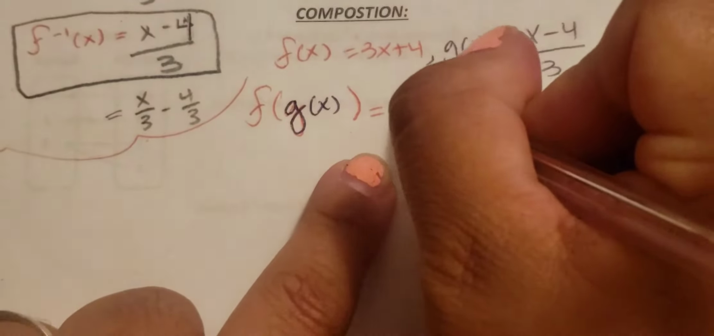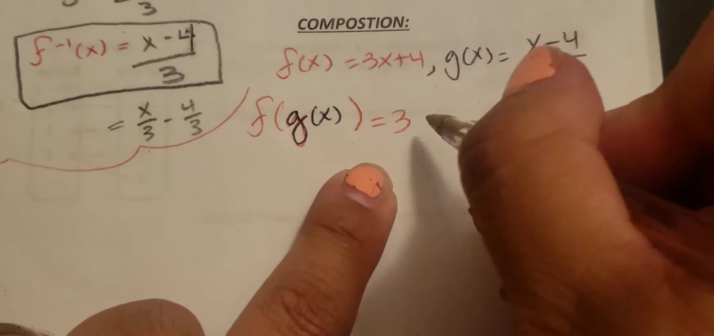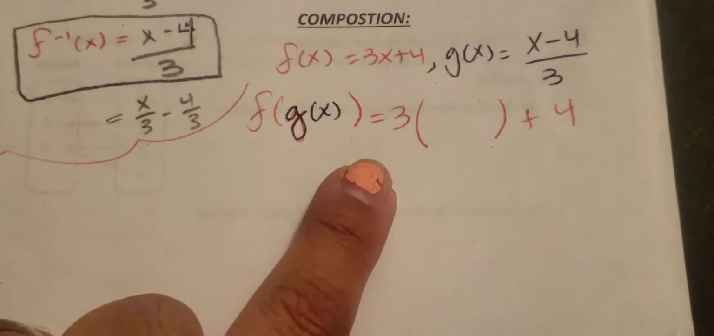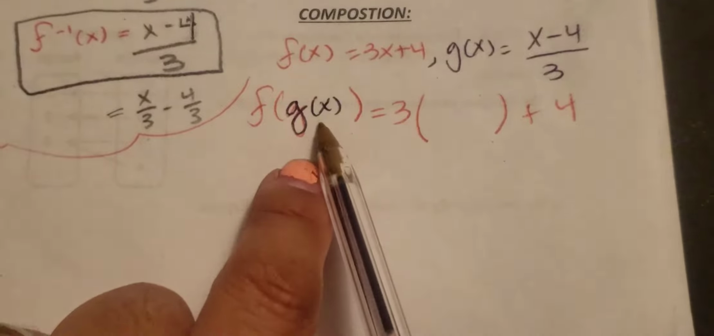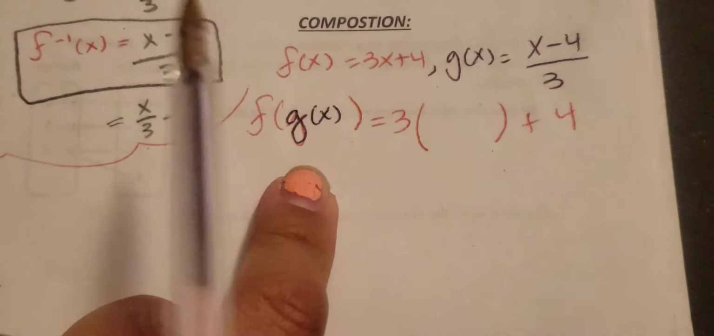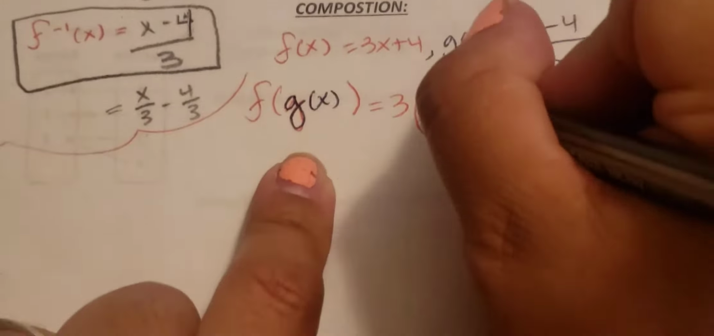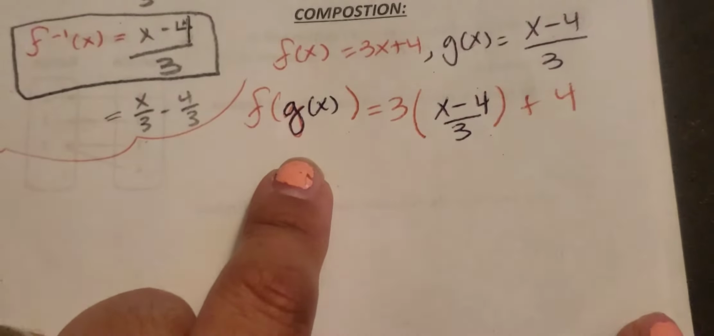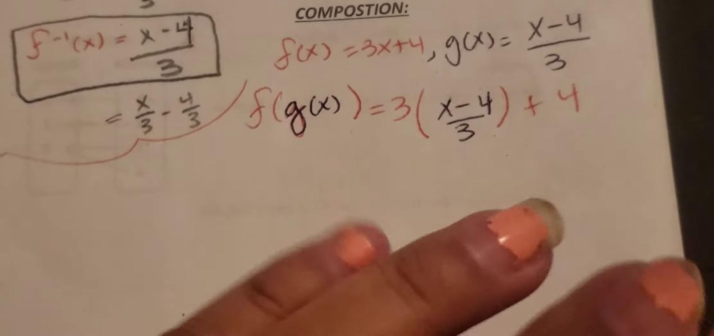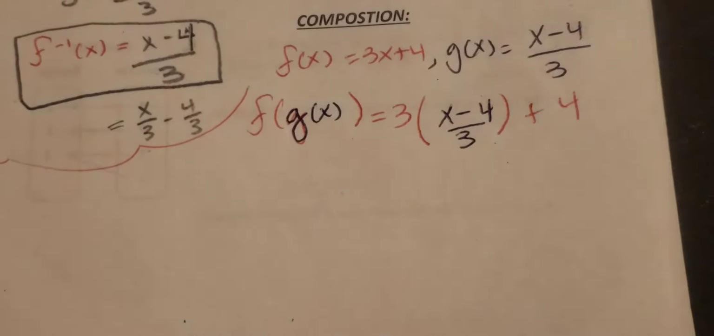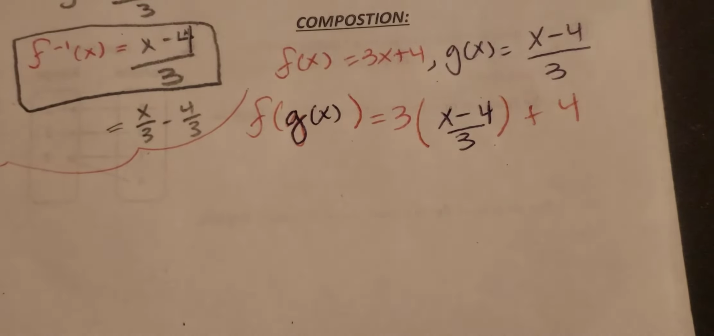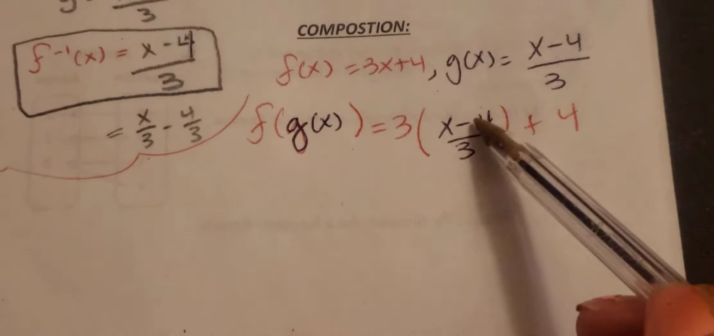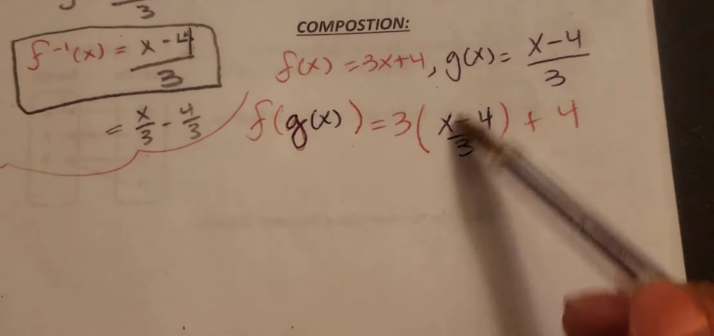So ready? 3, there's an x. I'm going to put parentheses plus 4, because now where the x should be, I'm going to replace it with g of x. My g of x is (x minus 4) over 3. Now you're going to follow order of operations, PEMDAS or GEMDAS, whatever you learned. It's all the same. You do whatever's inside the parentheses, but you can clearly see there's nothing to do inside.